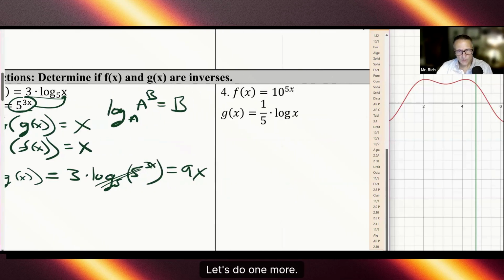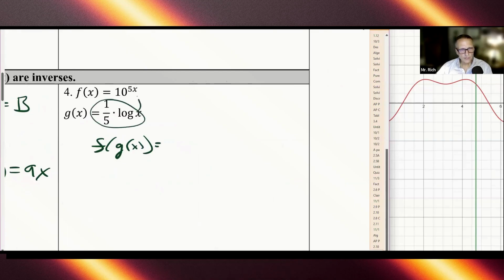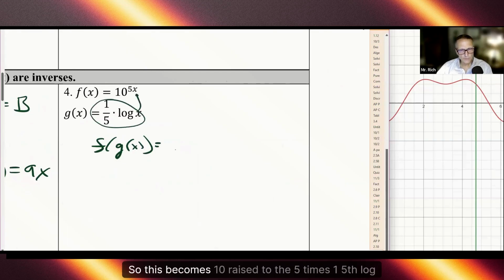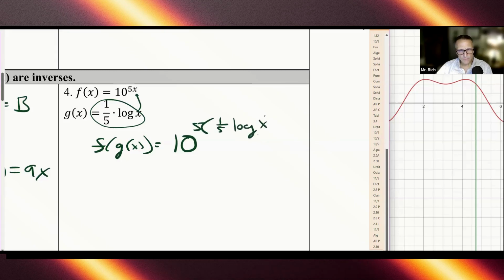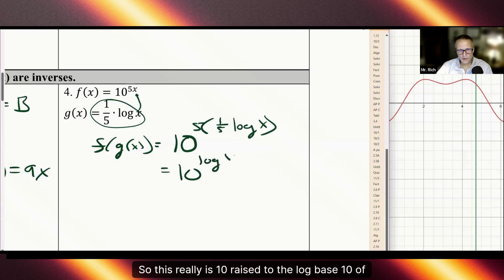Let's do one more. Let's do this one. Let's start with f of g of x. I'm going to plug this entire function in for x right here. So this becomes 10 raised to the 5 times 1/5 log of x, like that. Well, I can go ahead and multiply the 5 times 1/5. It's 1. So this really is 10 raised to the log base 10 of x.